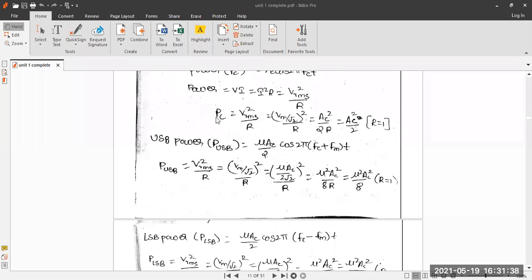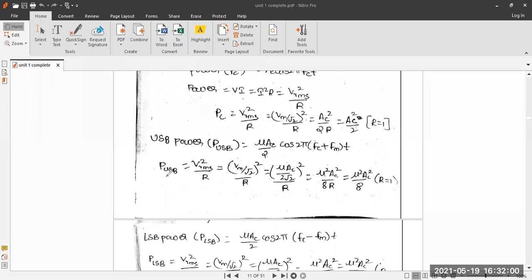What is the formula for the power of the upper side band? The upper side band signal is mu AC by 2 cos 2 pi (FC plus FM) T. What is FC plus FM? It is the upper side band, and you must remember that. OK, in the equation, FC plus FM means the upper side band.